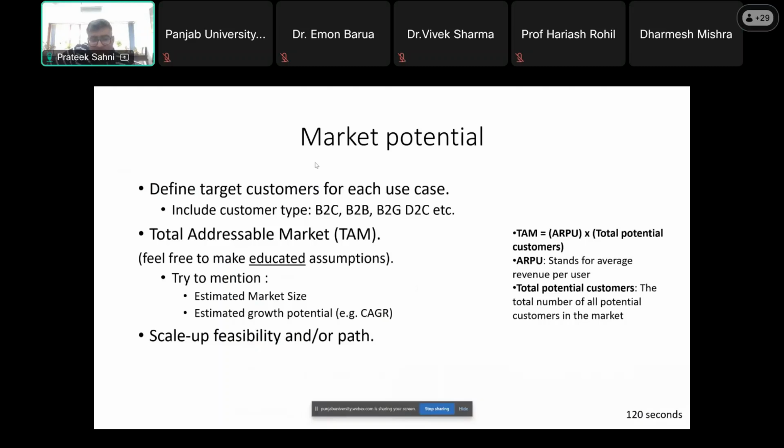Including the customer type or the business strategy that is to be employed for your product, like business to consumer, business to business, business to government, direct to consumer, etc. can and should be included.